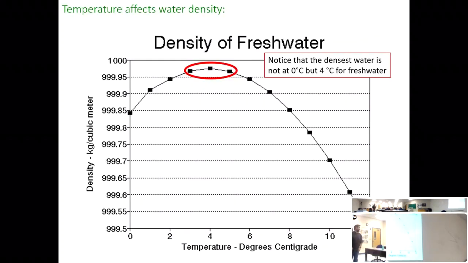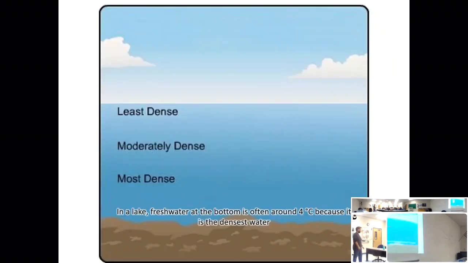We'll go back to this. What is the temperature of the densest fresh water? So what's the temperature? 4, right? So the densest water, where is it going to go in the water column? It's going to go to the bottom. Now you're going to see this over and over again in this class, okay? The densest water is going to sink to the bottom.